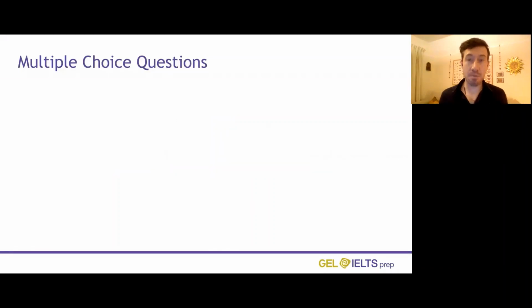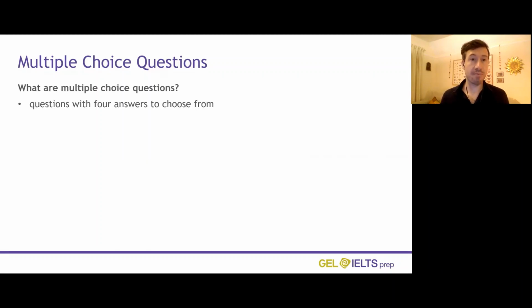So let's start with multiple choice questions. So what exactly are multiple choice questions? Well, they're questions in the reading that have 4 answers to choose from. So it'll be like A, B, C, and D. You have to choose one of them.